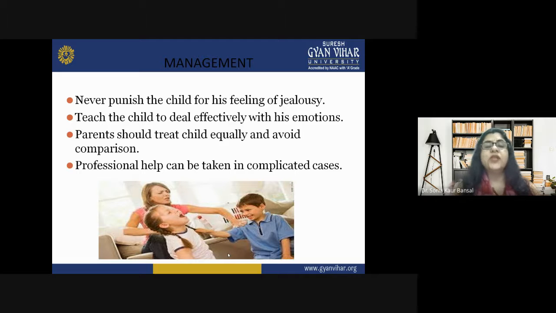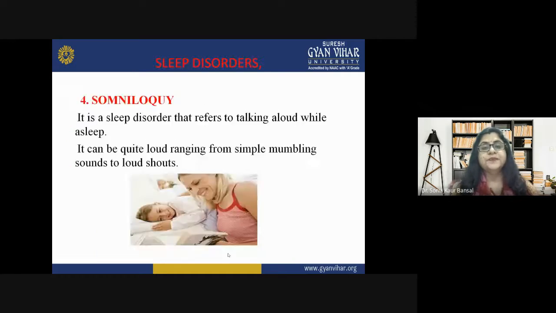So professional help will definitely do some curable work. Now next is sleep disorders, and we call it somniloquy. Somniloquy is a sleep disorder that refers to talking aloud while asleep. So it can be quite loud, ranging from simple mumbling sounds to loud shouts also. The child is actually talking when the child is sleeping.